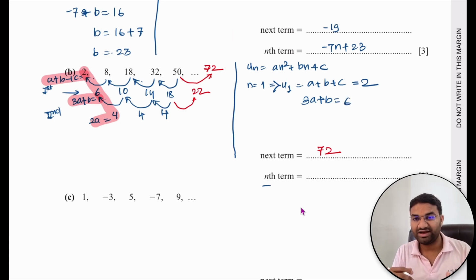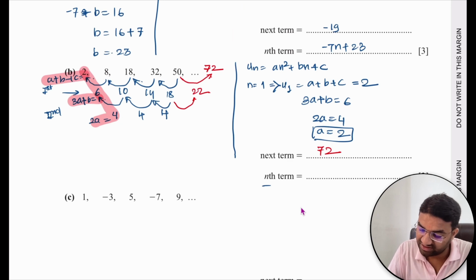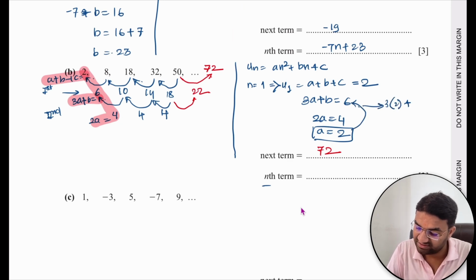Now you might be having questions like this, that you have to remember these things. Yes, my friends, when you solve more and more questions, you will automatically be able to remember these kinds of very small things. So 2a is equal to 4, and we got a is equal to 2. You can substitute it here: 3 times 2 plus b is equal to 6. So this 6 gets cancelled out and we got b is equal to 0.